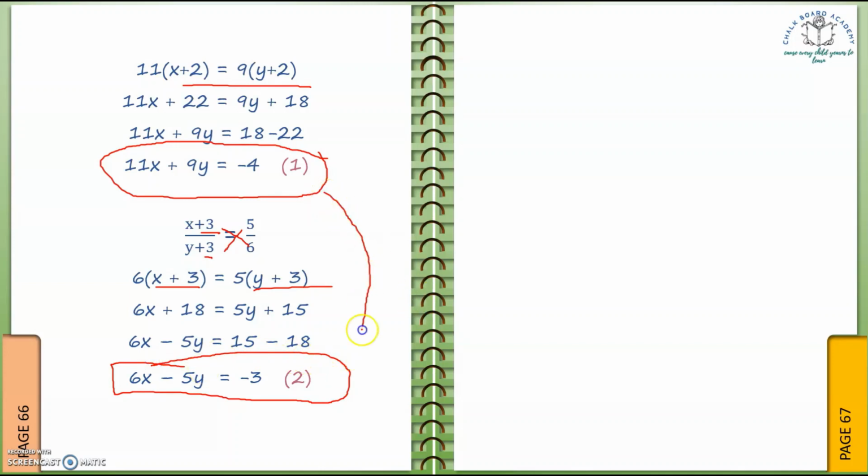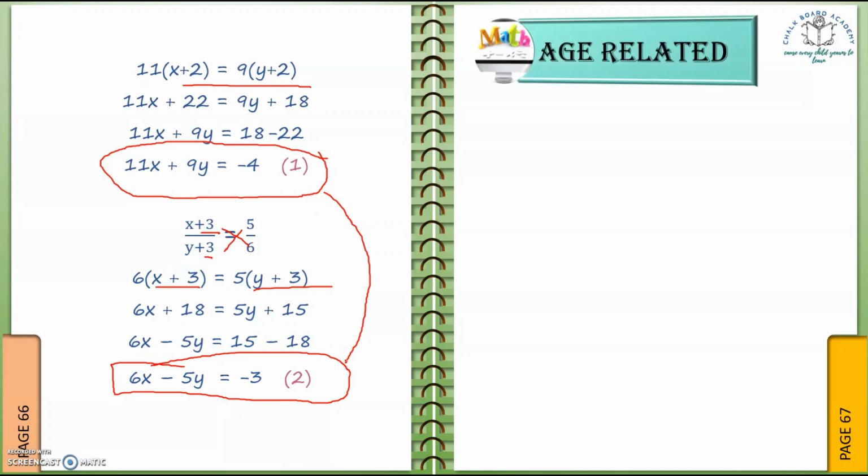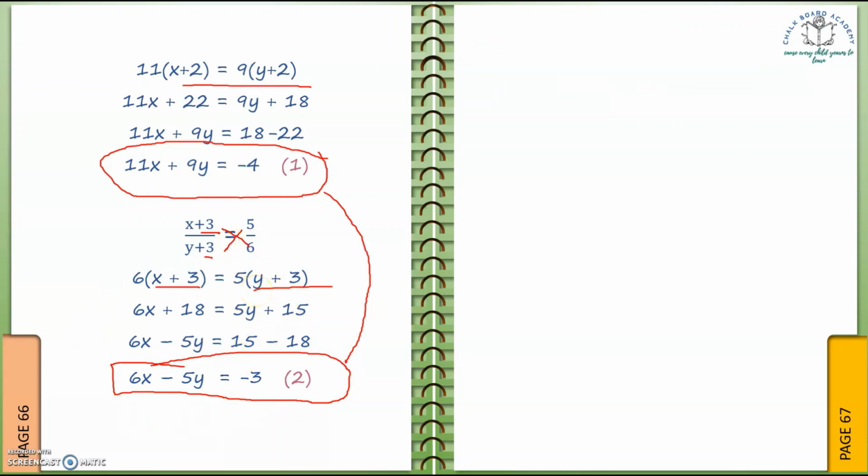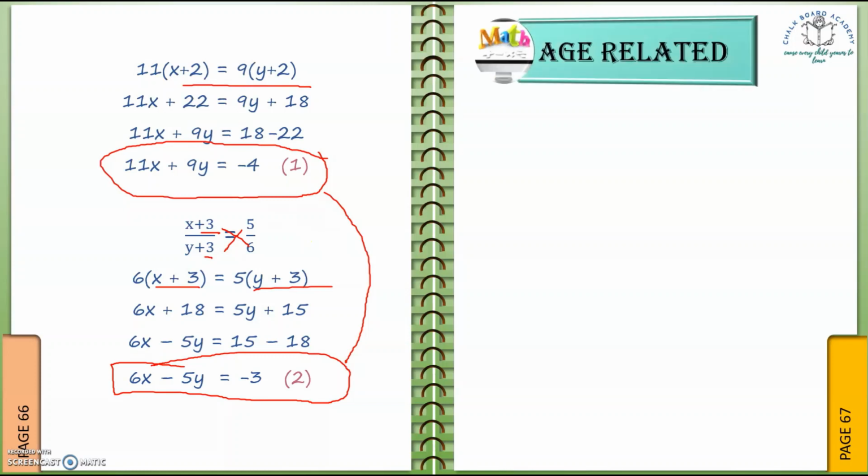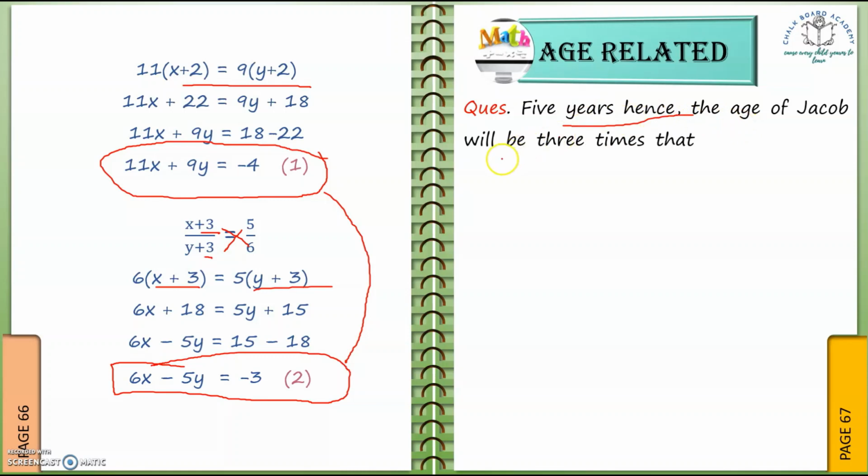Now we have got two equations. We can simply use any of the three methods to find the values of x and y. Because we have done this many times, I am leaving it here. Now we are going to do age related questions. In age related questions we will assume the age of the first person, the age of the second person, and then we will be given some relation. So 5 years hence, the age of Jacob will be 3 times that of his son.